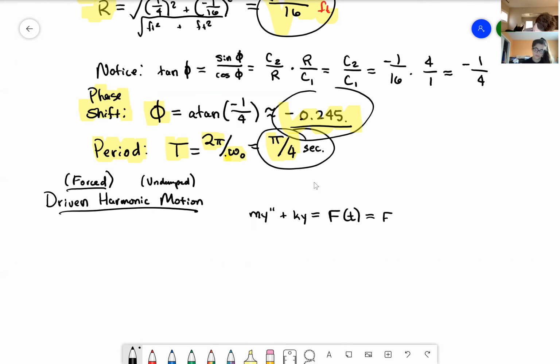And so we write this as F0 cosine of omega t, where this omega is the frequency of this oscillation. So this is the driving frequency.